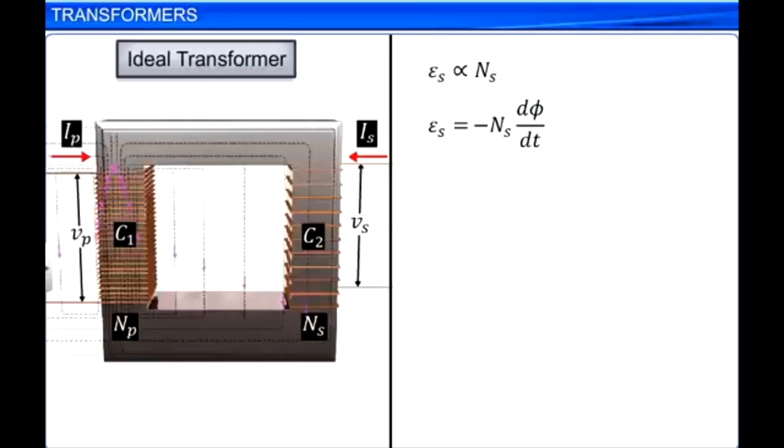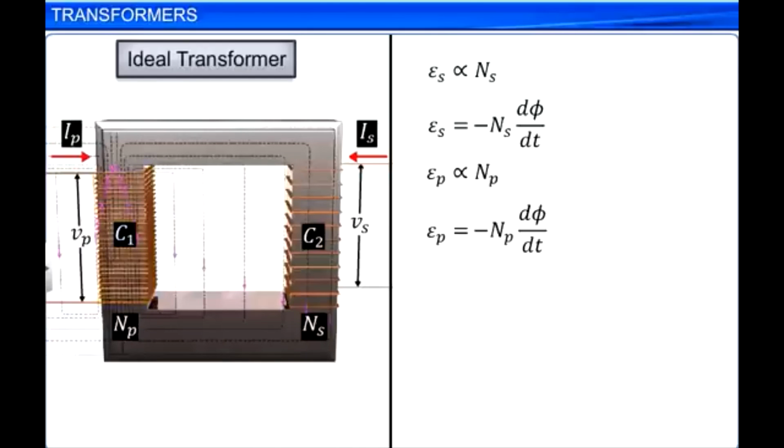The alternating flux phi also induces an EMF referred to as the back EMF in the primary coil due to self-induction. This EMF Ep is proportional to the number of turns Np in the primary coil. This back EMF Ep is equal to minus Np into d phi by dt, where d phi by dt is the rate of change of the magnetic flux linked with the primary coil. The minus sign is in accordance with Lenz's law.